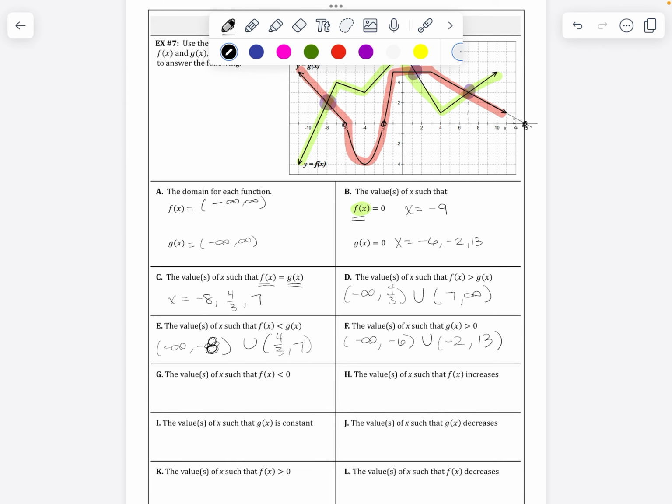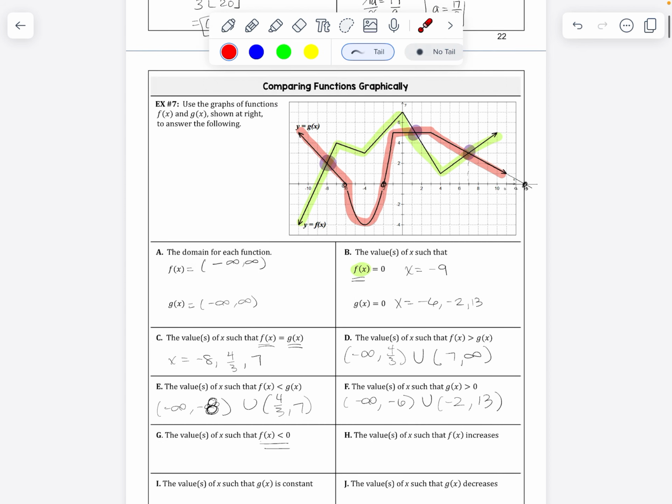Part G, what's the value such that f of x is less than 0? So f of x is that green function again, and we want to know where it is less than 0. Less than 0 would be below the x-axis. It's just right here for that f of x. So when I graph that, it's going to go from negative infinity up to this point at negative 9, where x is negative 9.